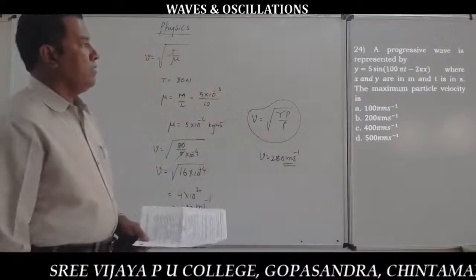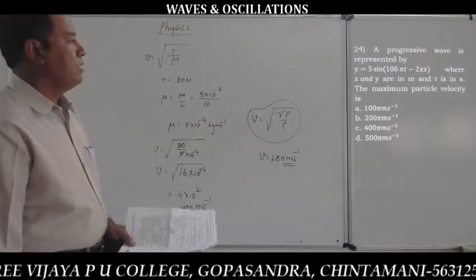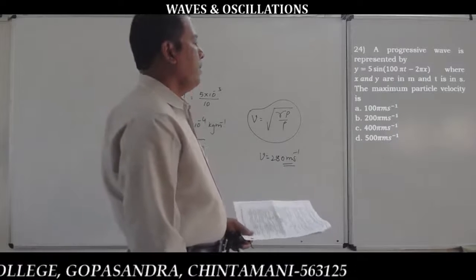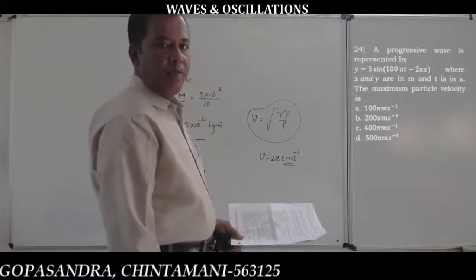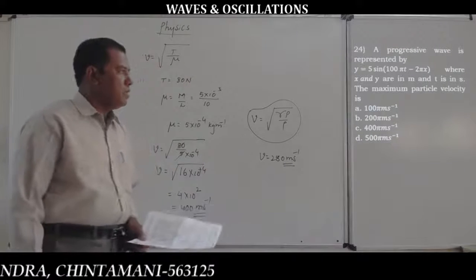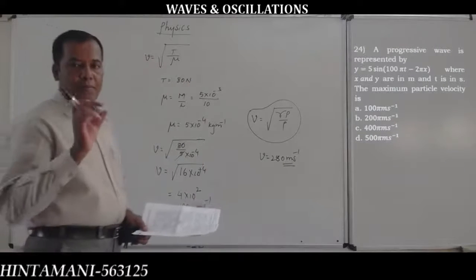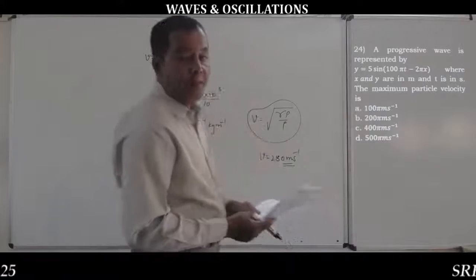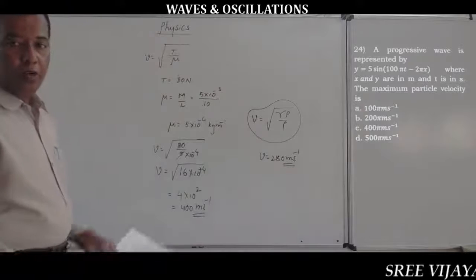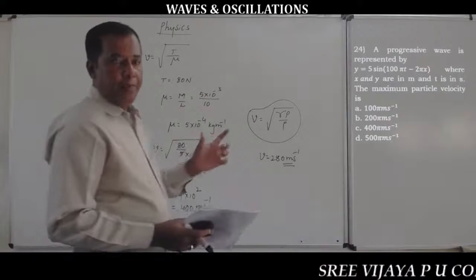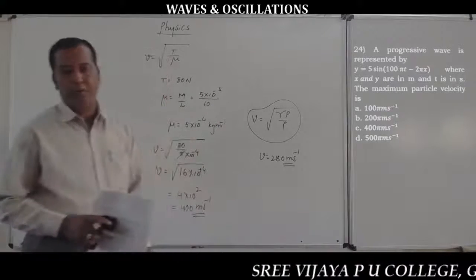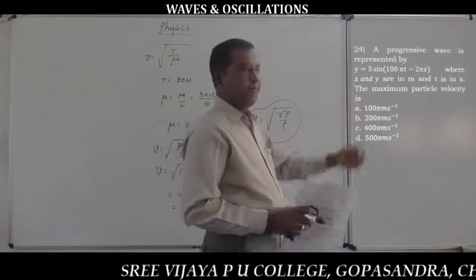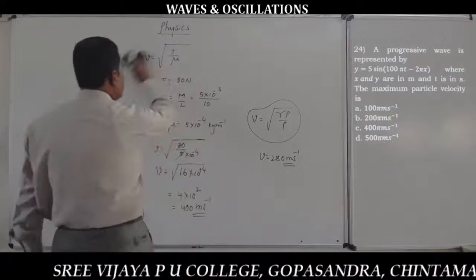A progressive wave is represented by y is equal to 5 sine 100 pi t minus 2 pi x, where x and y are in meter and t is in second. The maximum particle velocity is asked. They have not asked the wave velocity, it is maximum particle velocity. As the progressive wave propagates in a material medium, the particles of the medium execute simple harmonic motion. So therefore you are supposed to find what is the particle velocity of a particle executing SHM.